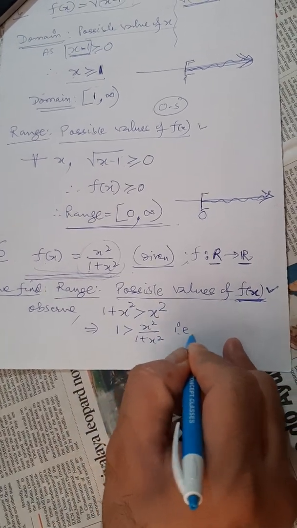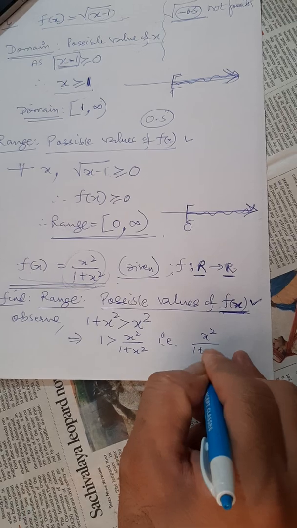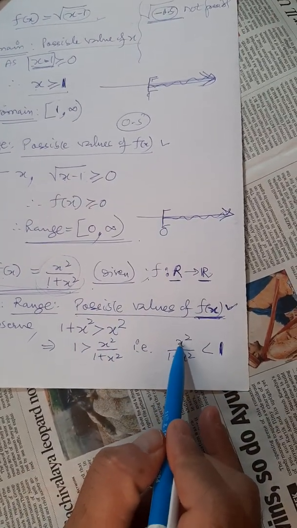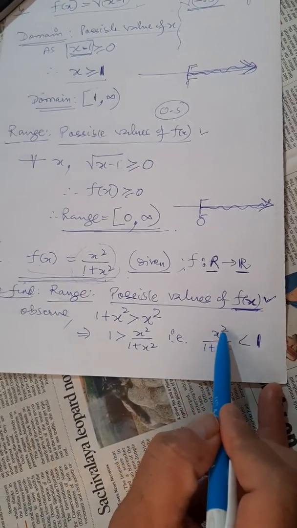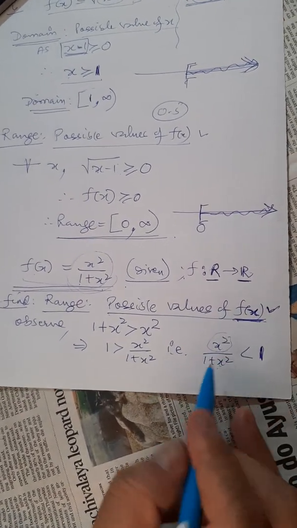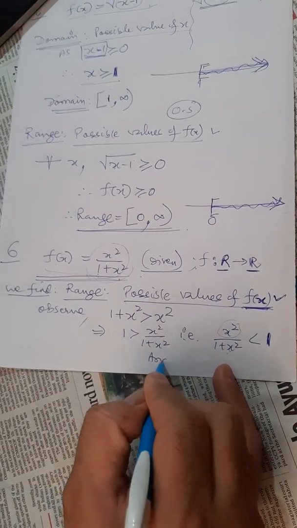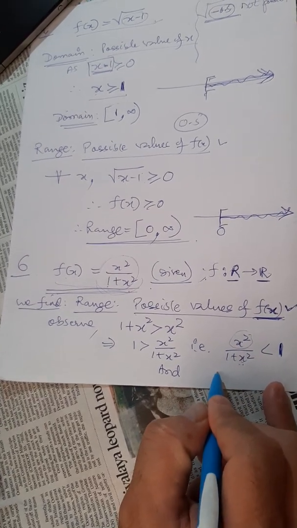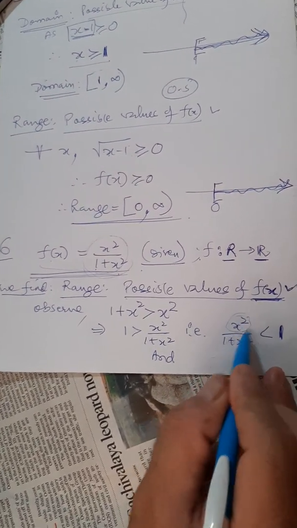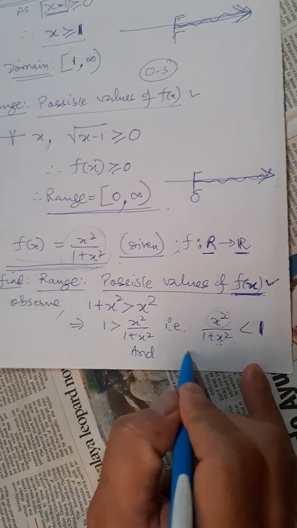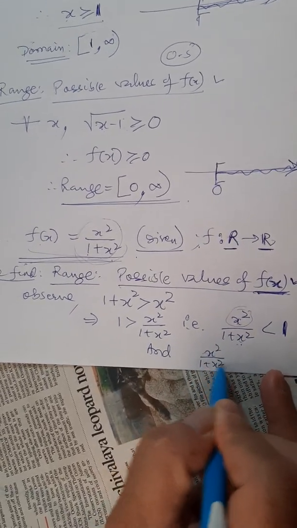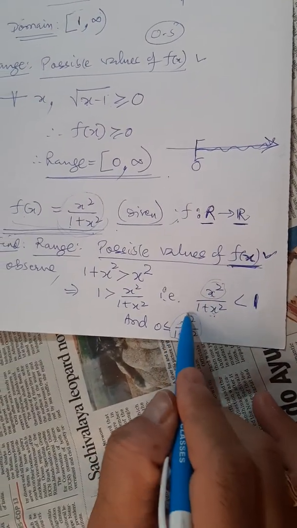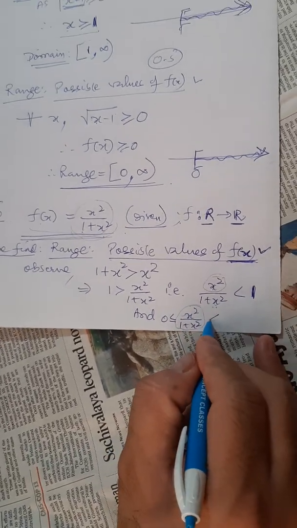What I'm trying to tell you is, x square upon 1 plus x square is always less than 1. You choose any number. If I put 0, 0 by 1. If I put 2, then 4 upon 5, and so on. And being square here, this is also square. So here, if I put 0, then it will be 0. So x square upon 1 plus x square is always greater than or equal to 0. This answer will never be negative, and it is always less than 1.